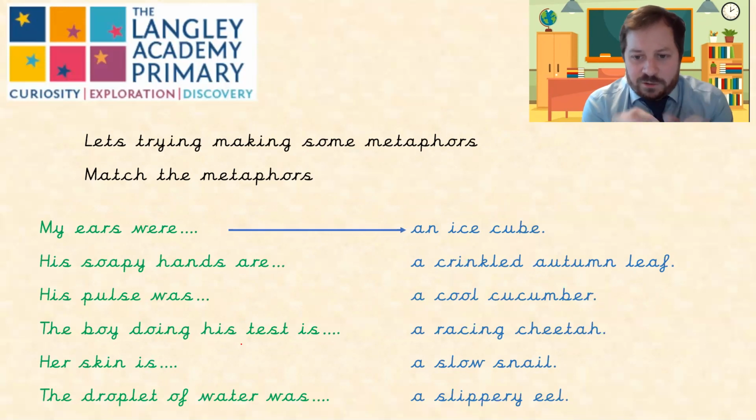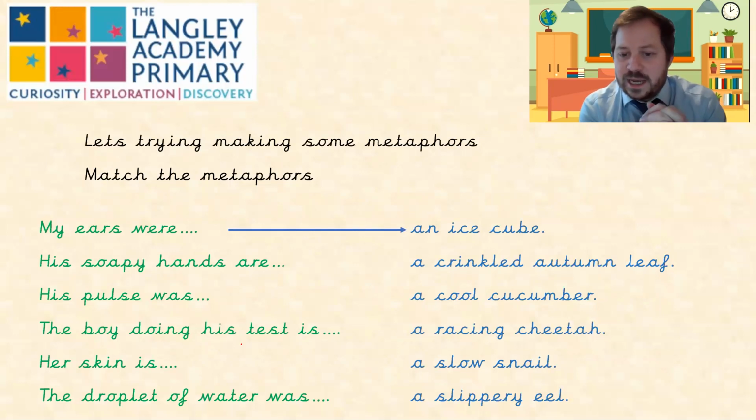So you have to think through these next ones and try and link them together. So your choice of starting, the thing you're comparing, is his soapy hands are, his pulse was, the boy doing his test is, her skin is, and a droplet of water was. And our blue choices, our metaphors are a crinkly autumn leaf, a cool cucumber, a racing cheetah, a slow snail, and a slippery eel. Pause now and have a go. See if you can link them, and then we'll talk them through.